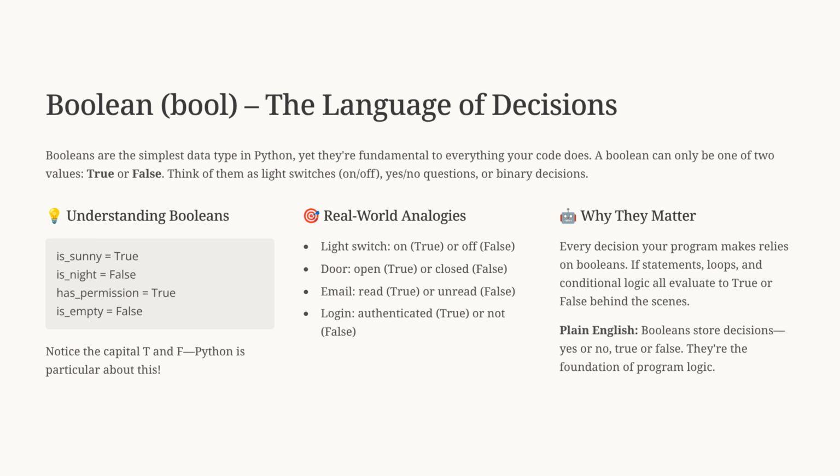In real life, it's like checking if a light is on, true, or off, false. A door that's open is true, closed is false. Every program you write uses this logic behind the scenes, from checking login access to deciding how an AI model responds. Booleans are the foundation of every decision your code makes.